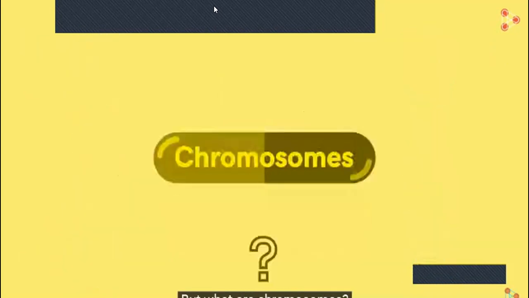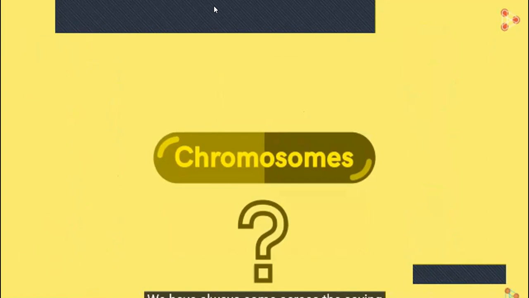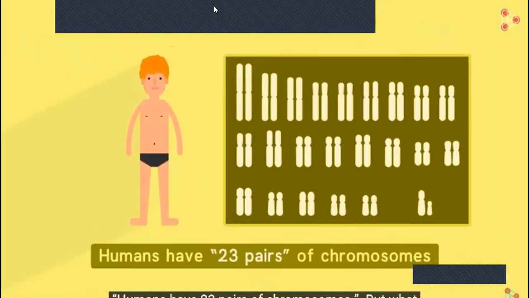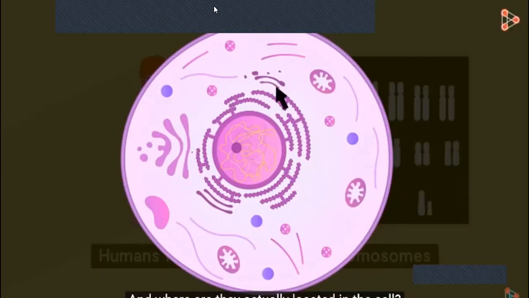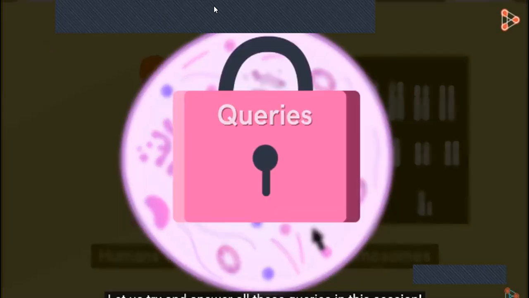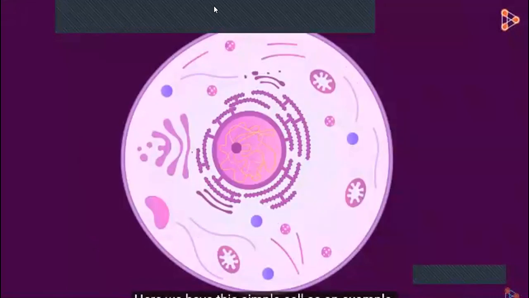So what are chromosomes? We've always come across the saying, humans have 23 pairs of chromosomes. But what are they made up of? And where are they actually located in the cell? Let's try and answer all of these queries in this session. Here we have this simple cell as an example.